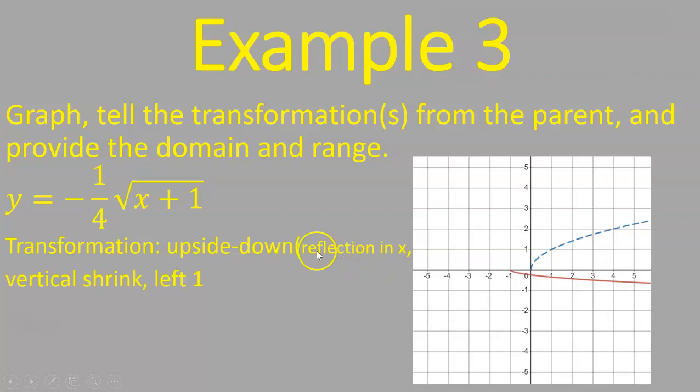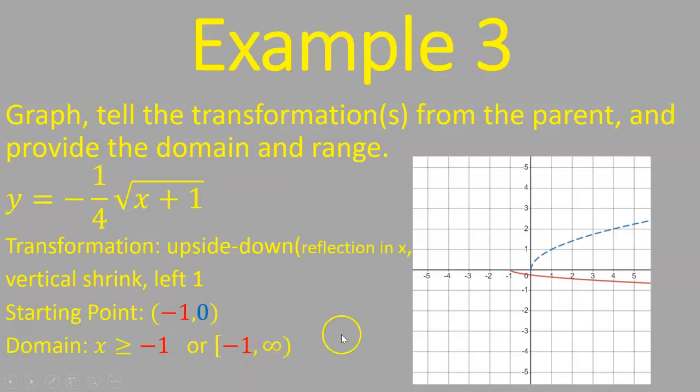Sometimes you hear the word reflection in x. You have to be careful with reflection in x. Sometimes the word upside down will be better, but here, because we have no vertical shift, it truly is a reflection over the x-axis. Notice this time the starting point is negative 1, 0. Again, there's nothing added on the outside, and this number has no bearing on that.